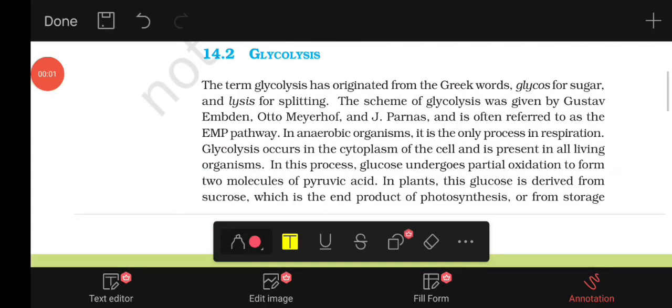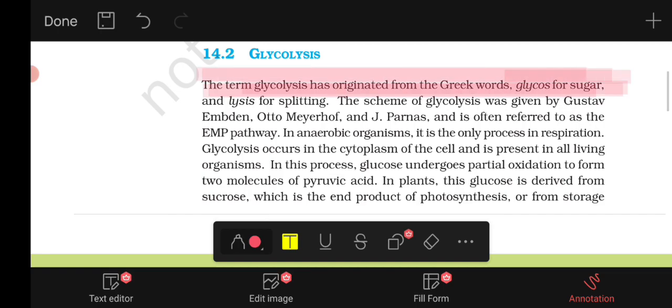So now let us start with glycolysis. The term glycolysis has originated from the Greek word glykos, which means sugar. Remember this, it might be needed. And lysis is for splitting. The scheme of glycolysis was given by Gustav Embden, Otto Meyerhof, and J. Parnas, and is often referred to as the EMP pathway.